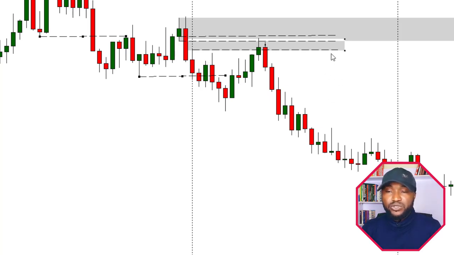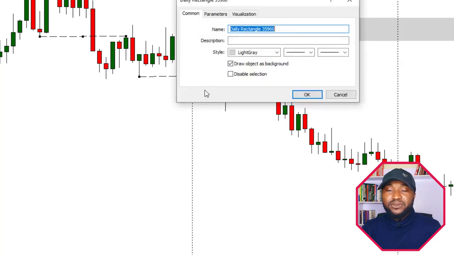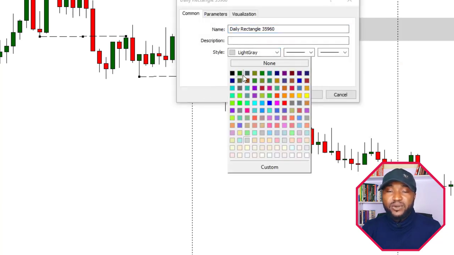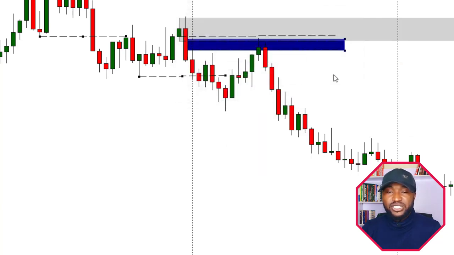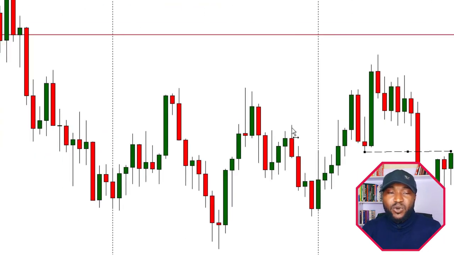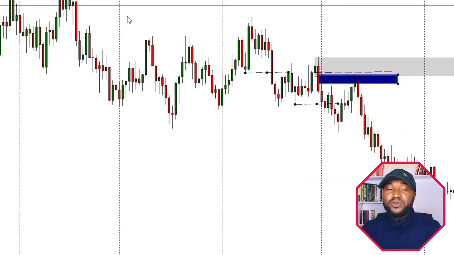Let me change the color for you to see properly. This kind of trade will go in your direction without giving you any challenge. So this blue shaded area is where your fair value gap is. You can see this over and over on a chart. You can find them on any kind of asset class, whether you're trading crypto or whatever asset you're trading. Look at this area.